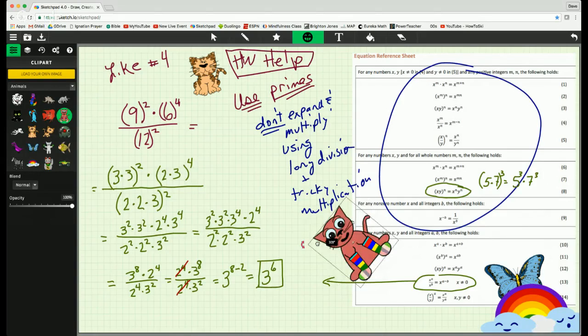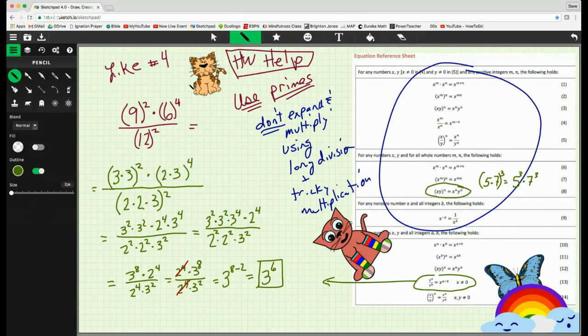Spinning happy cat. Okay. And now problem number 4 is a lot like this one. Now remember, all you're going to need to do is build your prime factors and then use rule number 8. And then you're going to end up doing some canceling down here at the bottom and coming up with a nice answer. Okay.